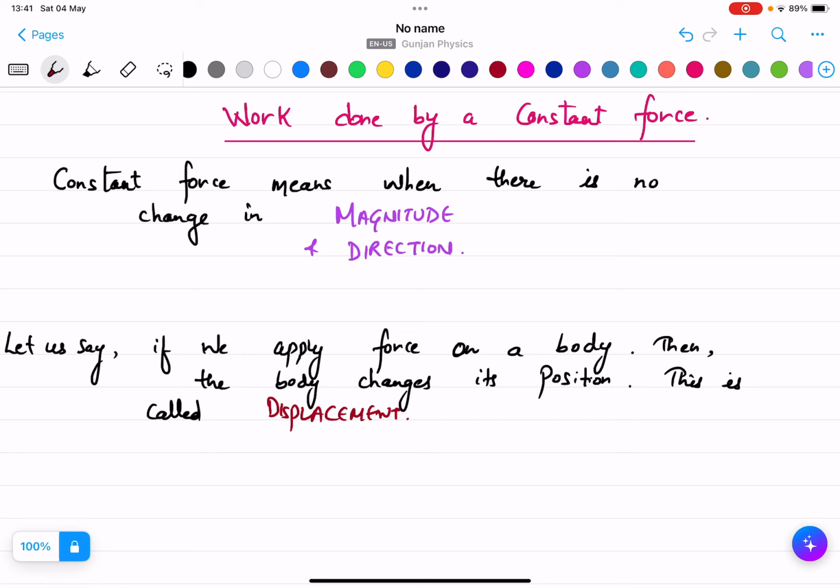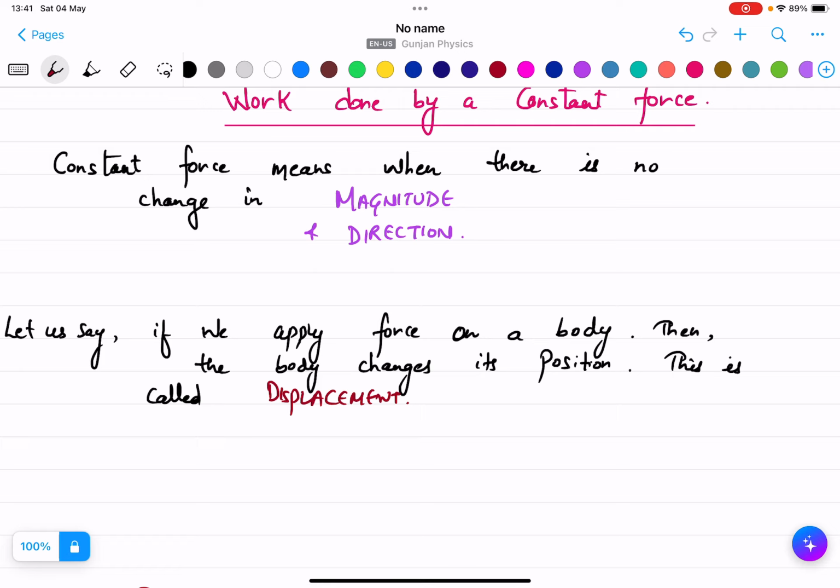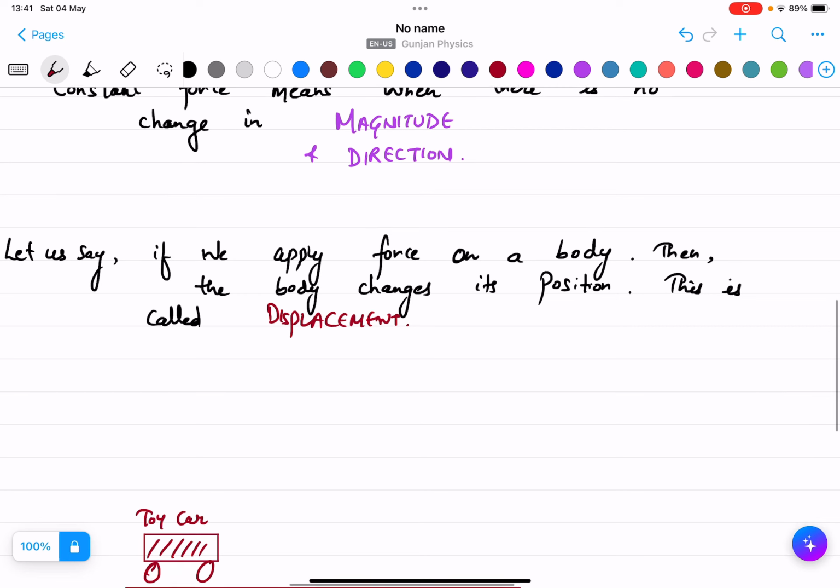In this lecture, I'm going to explain what the work done is if we apply a constant force. A constant force means there is no change in the magnitude and direction. This is a constant force.